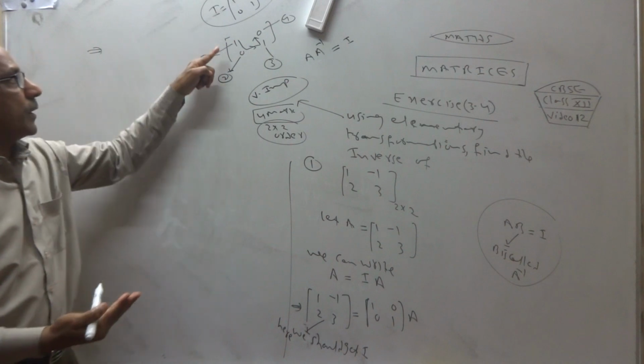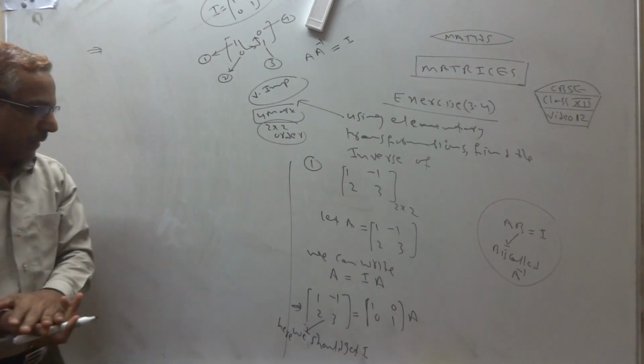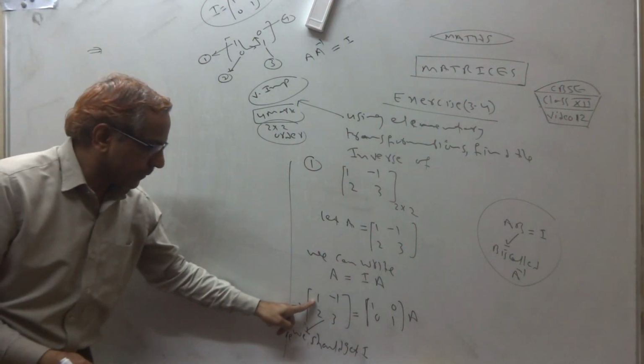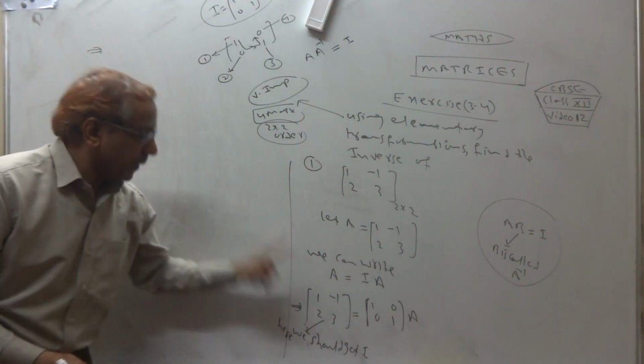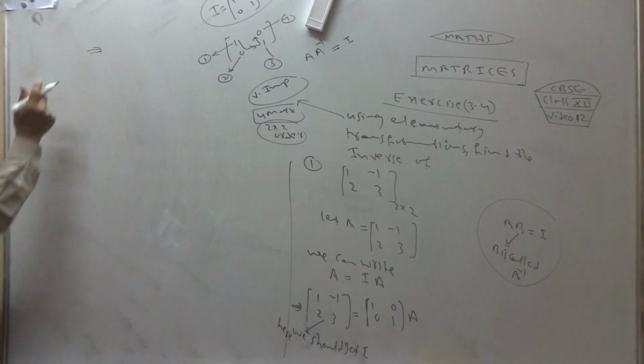How do we make it 1010? You know, using elementary operations. Already here I have 1. Now I have to make this 0. So how can I make it 0? Please see.